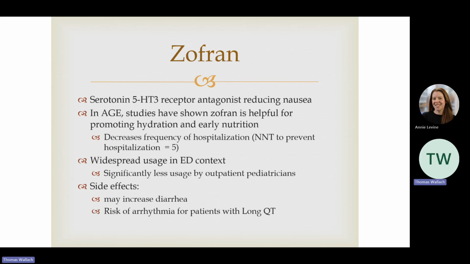There is a long-standing myth that Zofran is going to cause torsades. Zofran does have a very minor impact on the QT. It's about 10 microseconds. Not interesting. The NNT to prevent hospitalization for Zofran in gastro is 5. You should use it. It's really safe. It's really effective. You should give prescriptions to people.